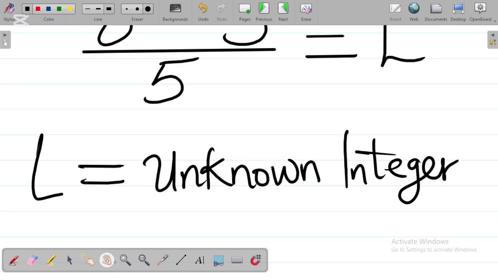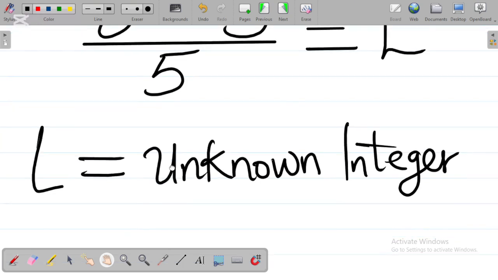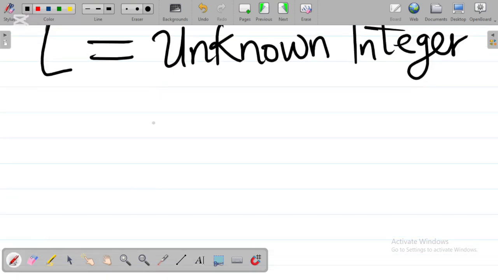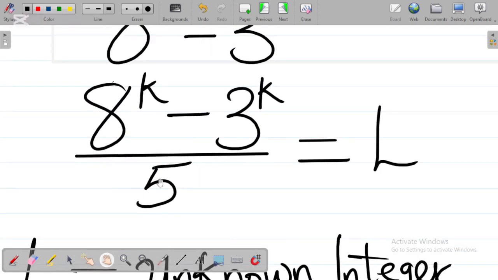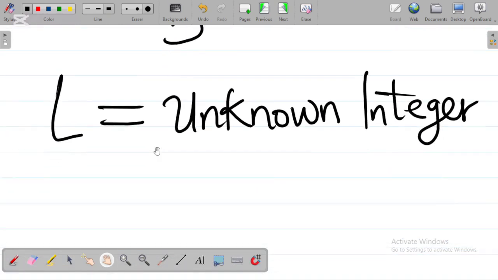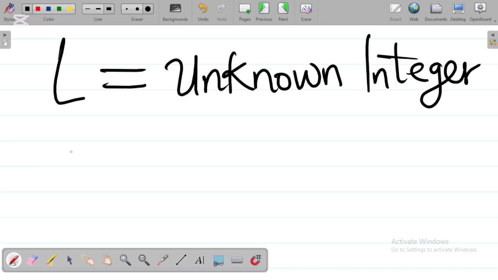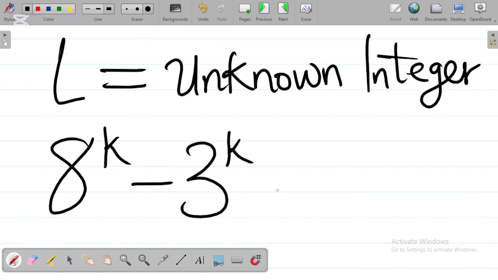So where L is an unknown integer, we are yet to know the value of L. From this equation now, we can cross multiply. So if we cross multiply, we will have that 8 raised to the power k minus 3 raised to the power k is equal to 5 multiplied by L.